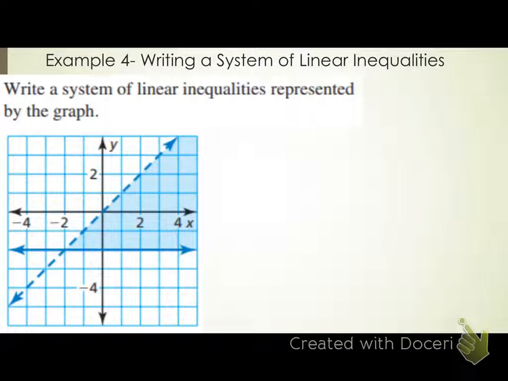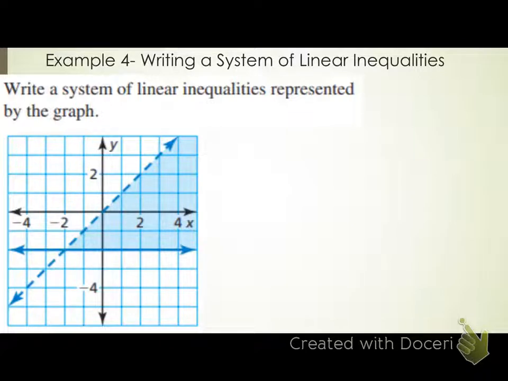Example 4. In the previous 2 problems, we were given a system and we graphed it. Here it gives us a graph and it wants us to write our system of inequalities. So I'm working backwards. Okay?